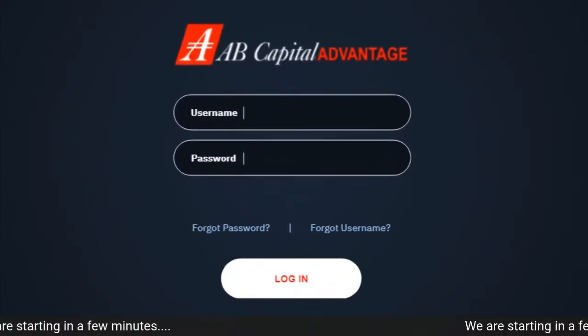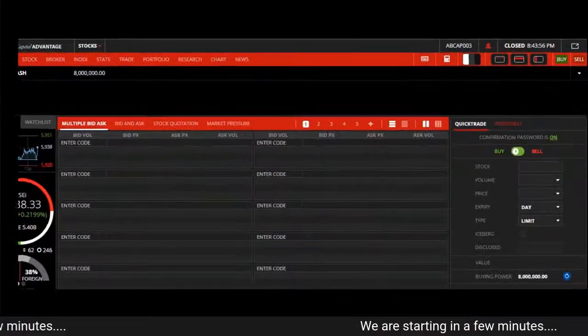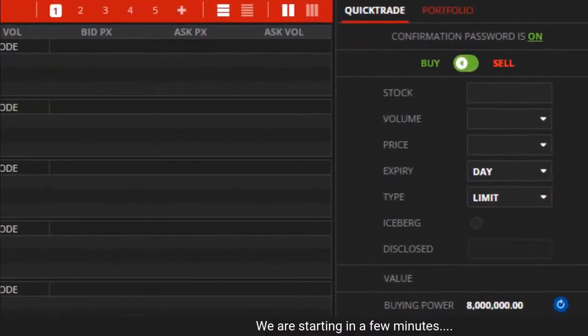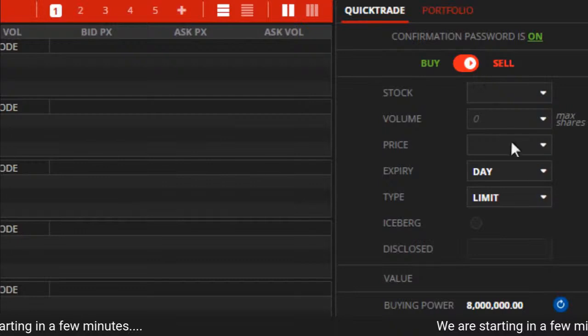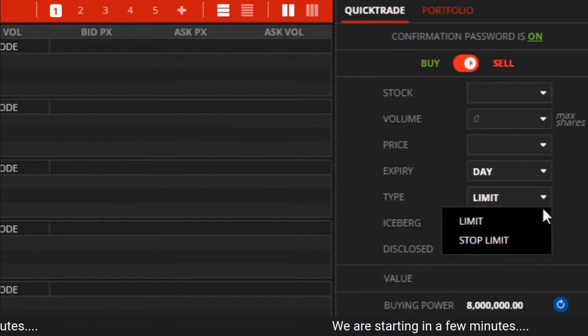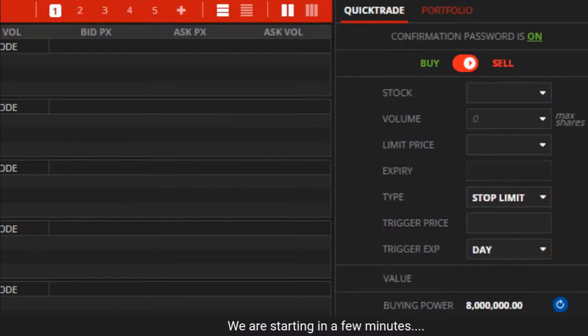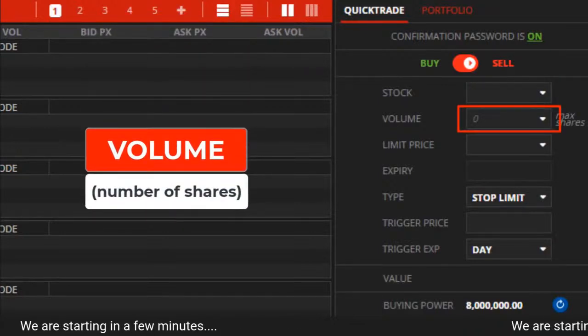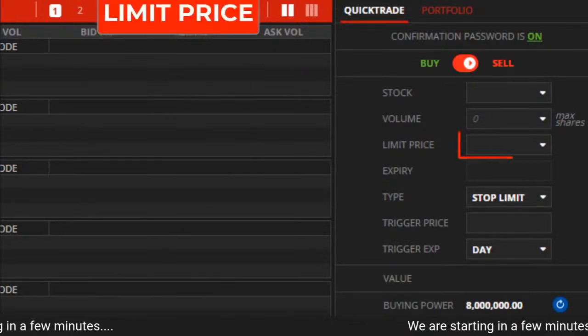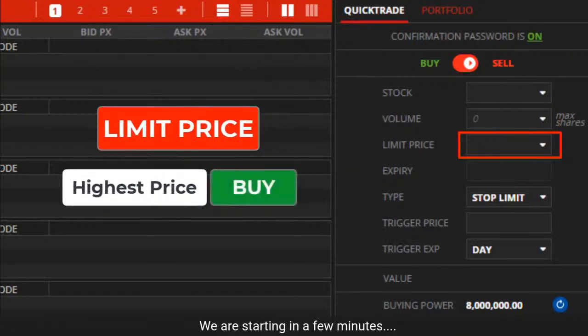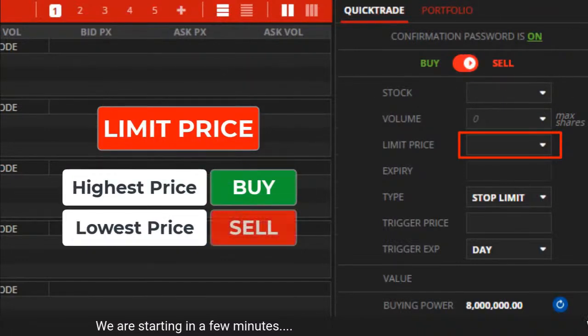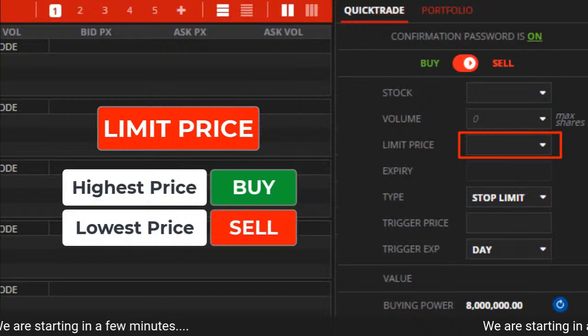Here's how. Log in to your AB Capital Advantage account. On the Quick Trade tab, select either buy or sell and choose Stop Limit as type of order. Select a stock and indicate the number of shares. Set the limit price. It's the highest price at which you are willing to buy or the lowest price at which you are willing to sell stocks.